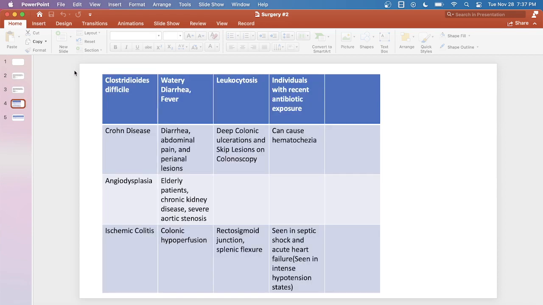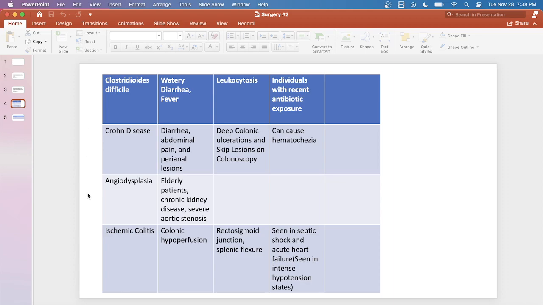And our explanation, before I explain why it's RP, we have Crohn's disease. Crohn's disease, you're going to get diarrhea, abdominal pain, and perianal lesions. We are going to have deep colonic ulcerations and skip lesions seen on colonoscopy, and it can cause hematochezia. Clostridioides difficile, this is very simple from Step 1: watery diarrhea, elevated body temperature, elevated white blood cell count, associated with antibiotic exposure. This was an easy take-off choice. We can just take this one off.